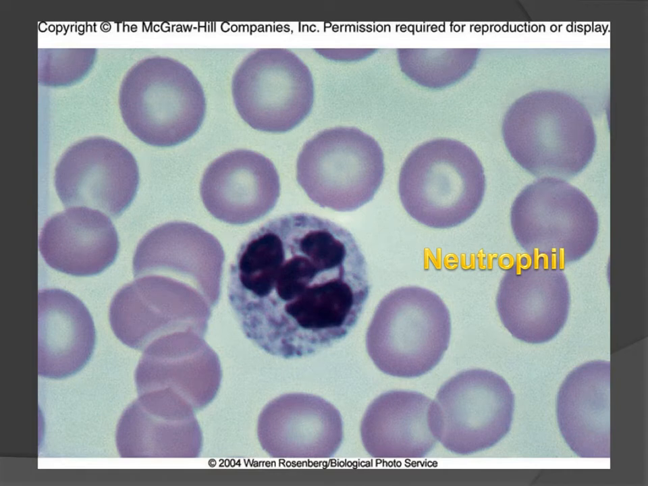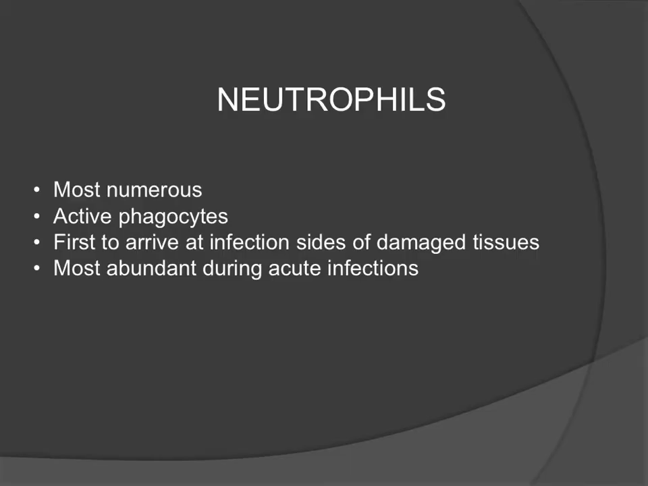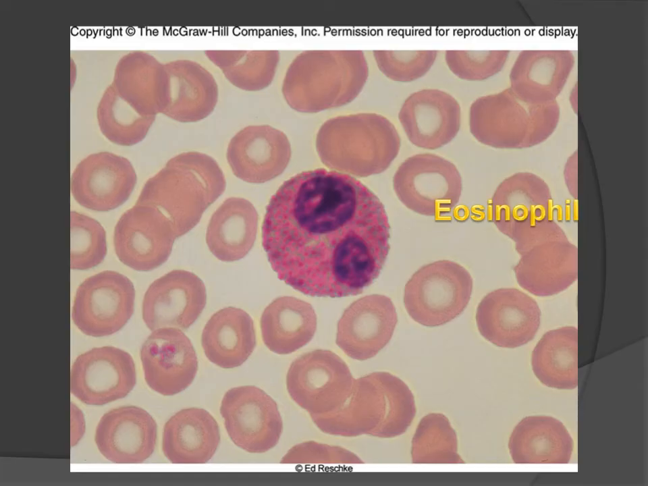So we get into, these are just a few pictures here of our white blood cells. So the first one that we're going to talk about is your neutrophil. And the neutrophils are the most numerous. They are an active phagocyte. They're the first to arrive at infection sites of damaged tissues, and they are the most abundant during acute infections.